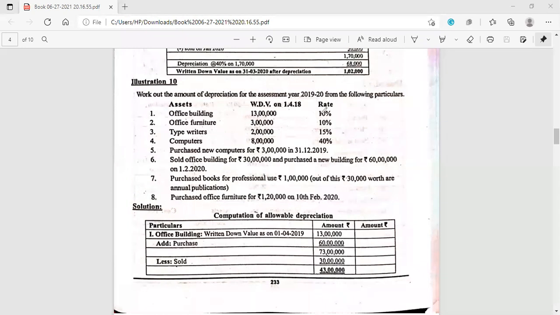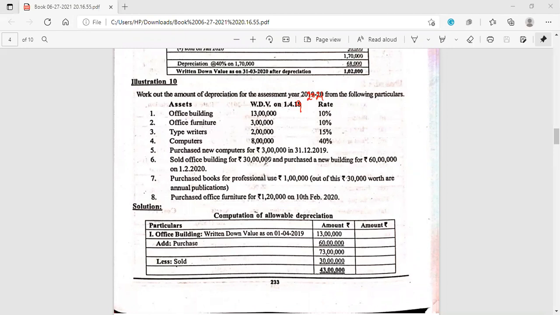Don't worry. In the problem, for the university examination, they will give relevant information. Okay. Now office building 13 lakh, rate is 10%. Office furniture 3 lakh, rate is 10%. Typewriters 2 lakh, rate is 15%. Computers 8 lakh, rate is 40%.